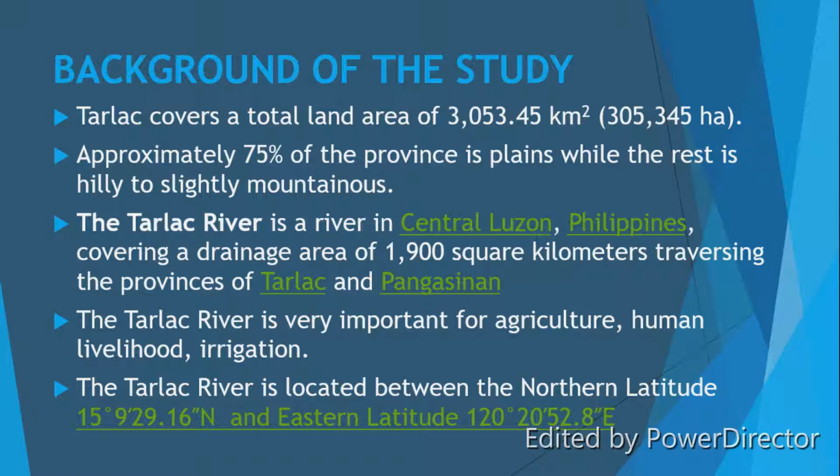The Tarlac River is a river in central Luzon, covering a drainage area of 1,900 square kilometers, traversing the provinces of Tarlac and Pangasinan. The Tarlac River is very important for agriculture, human livelihood, and irrigation. The Tarlac River is located between the northern latitude of 15 degrees 9 minutes 29.16 seconds north and eastern longitude of 120 degrees 20 minutes 52.8 seconds east.